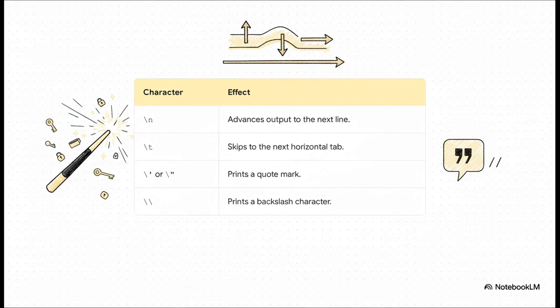Okay, now for the really cool stuff. These are called escape characters, and they're like little secret codes you can tuck inside your text to control the layout. The ones you'll use all the time are \n for a new line and \t to add a nice clean tab. You can even use them to print out characters like quotation marks that would normally confuse the code.